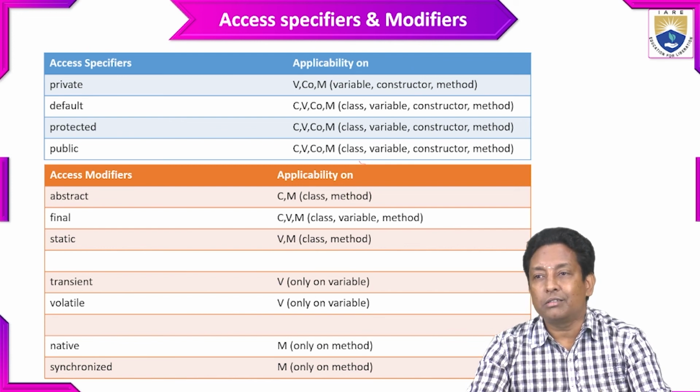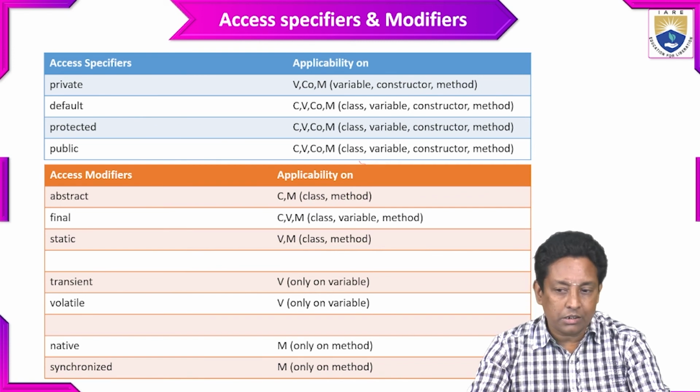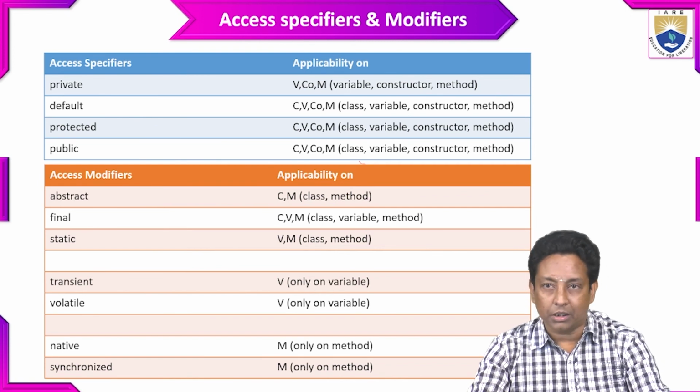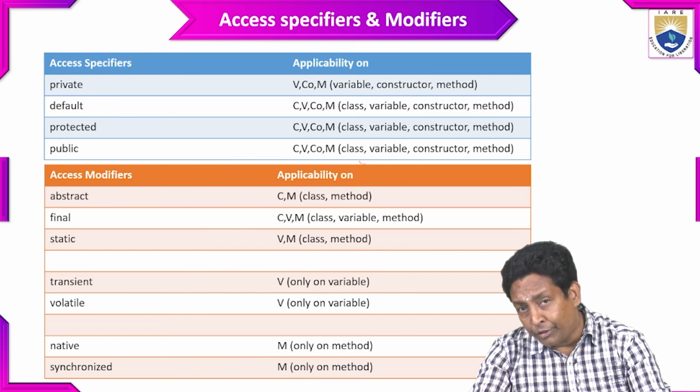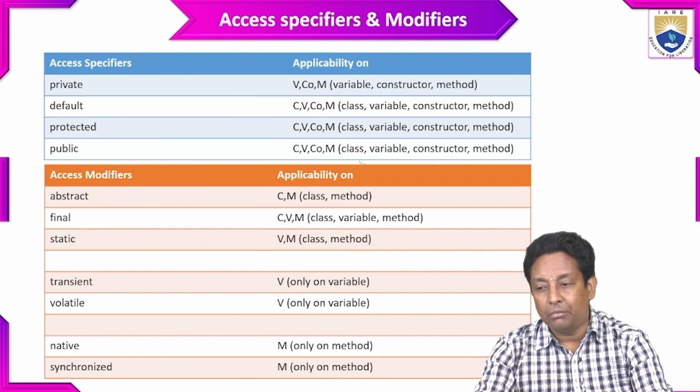Coming to the modifiers, abstract can be applied on what? Abstract can be applied on class and method, but not to variable and constructor. Abstract cannot be applied on variable. Abstract cannot be applied on constructor. Abstract class, abstract method. Coming to final: final class, final variable, final method. On constructor, we cannot apply any modifier. Final can be applied on class, variable and method.